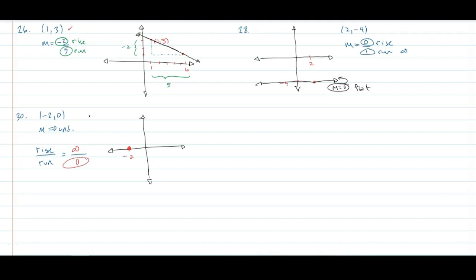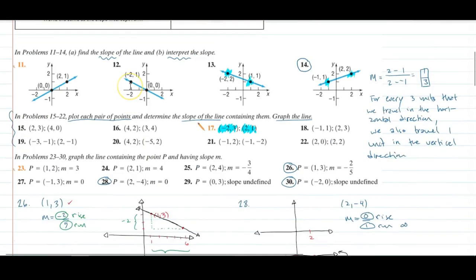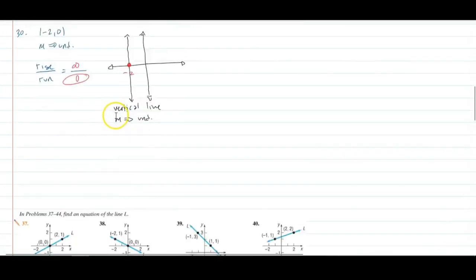So in other words, what we're trying to say here is you can continue to rise from that point. You can go up, you can go down. But what you cannot do from that point is run. So you can't go left or right. And therefore, a line that looks like this right here is always going to be a vertical line. So whenever you hear that the slope is undefined, you're automatically going to go ahead and make a vertical line. So that is objective number 1.